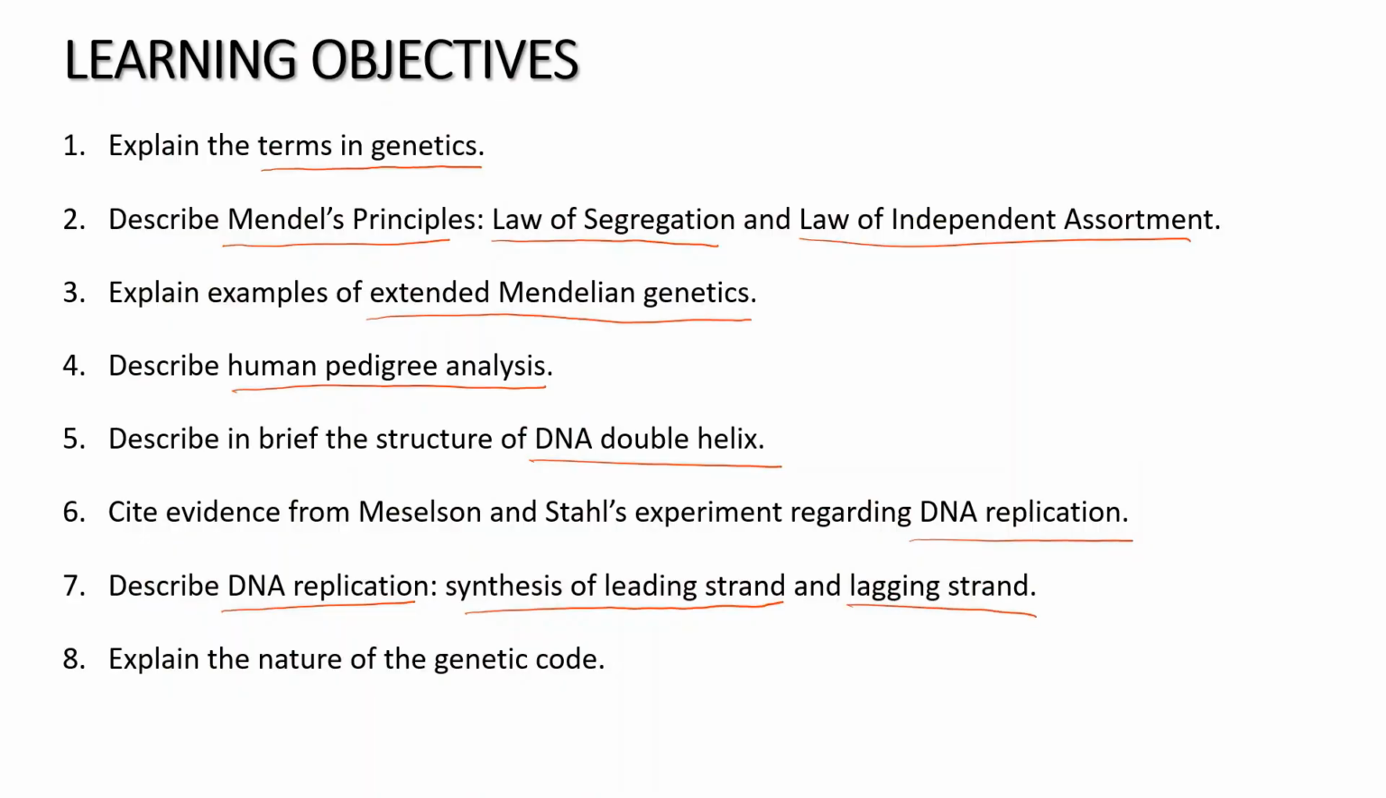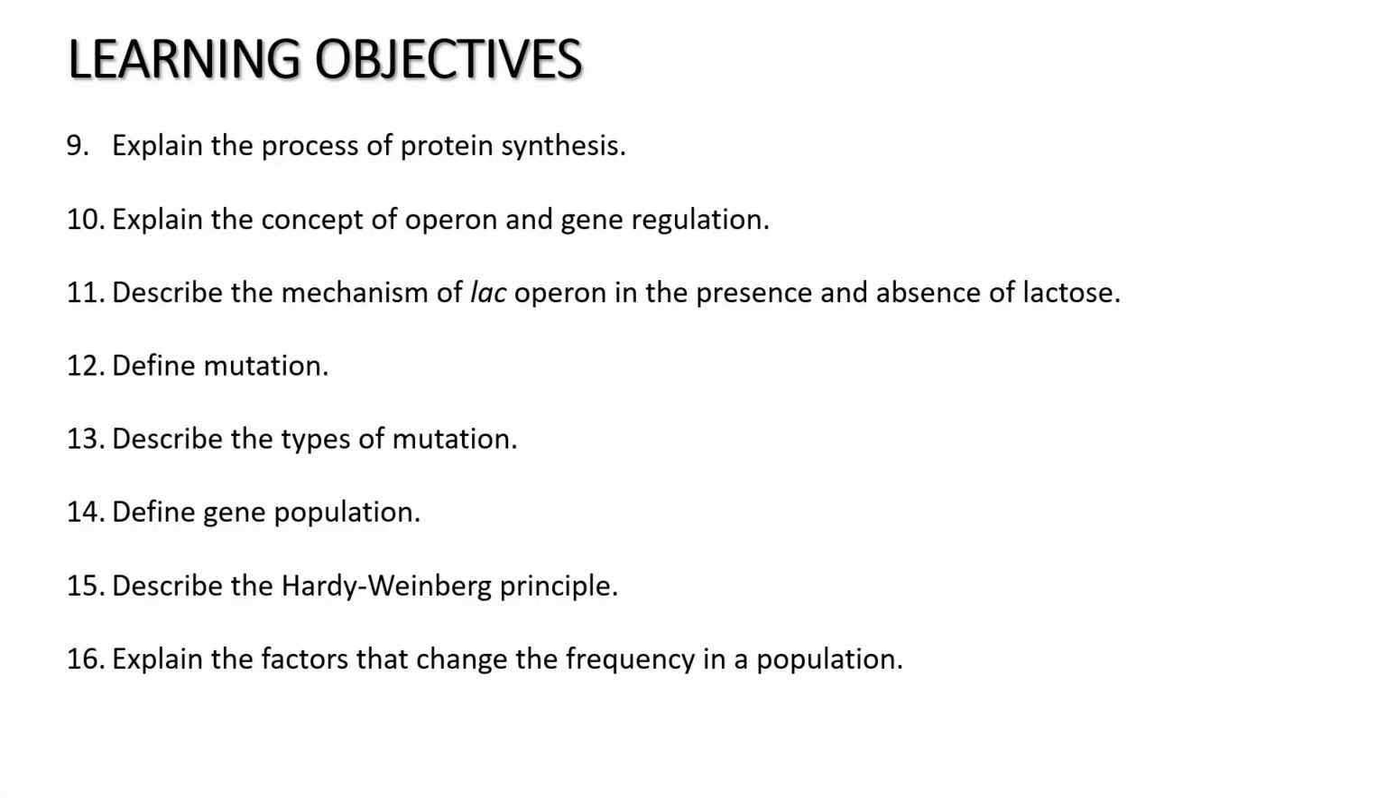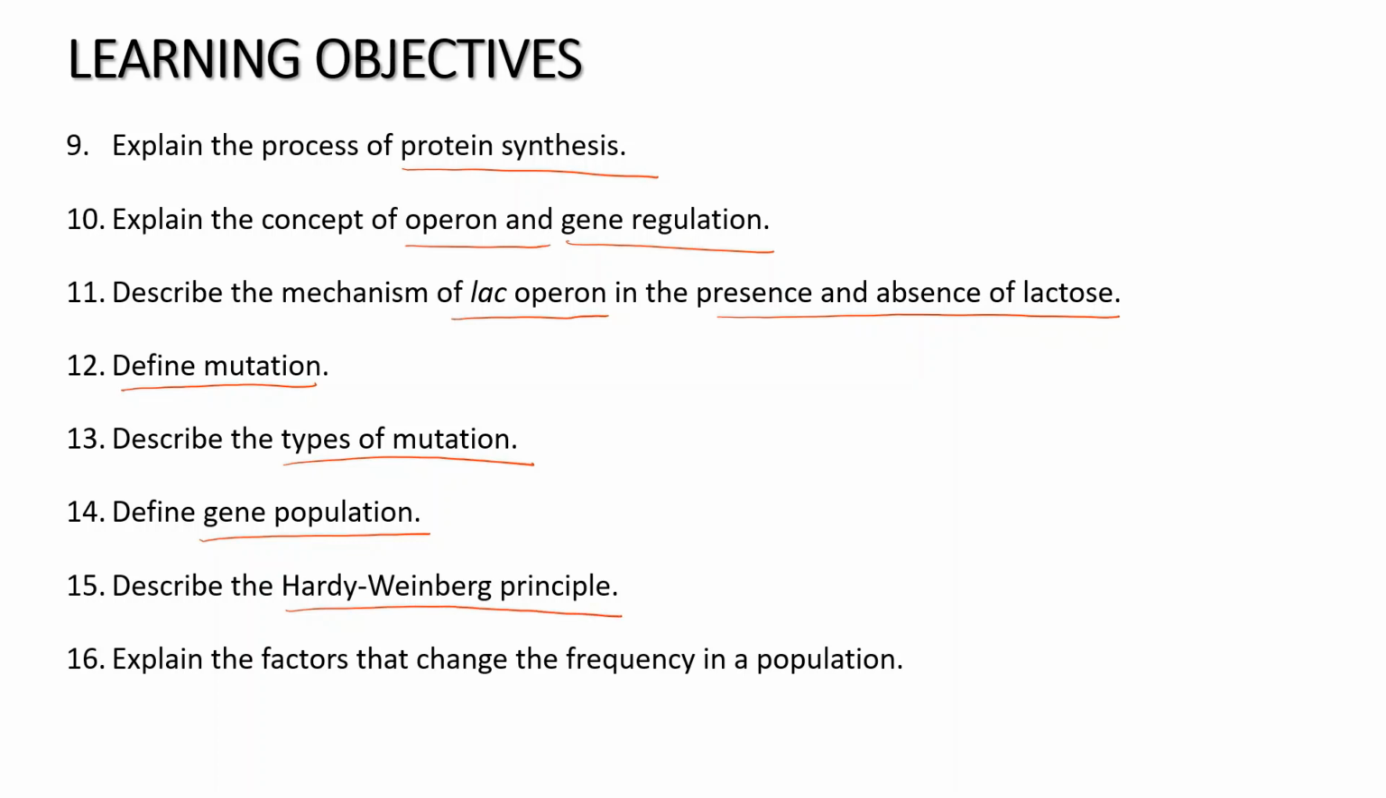Number 8, explain the nature of the genetic code. Number 9, explain the process of protein synthesis. Number 10, explain the concept of operon and gene regulation. Number 11, describe the mechanism of the lac operon in the presence and absence of lactose. Number 12, define mutation. Number 13, describe the types of mutation. Number 14, define gene population. Number 15, describe the Hardy-Weinberg principles. And the last one, explain the factors that change the allele frequency in a population.